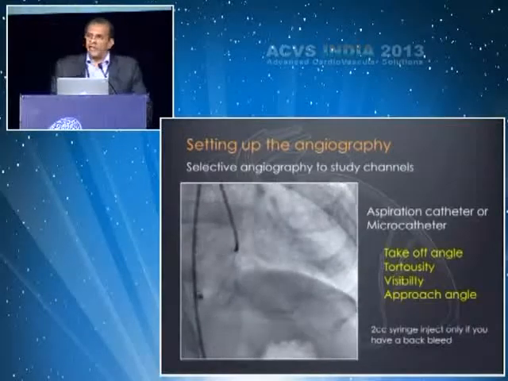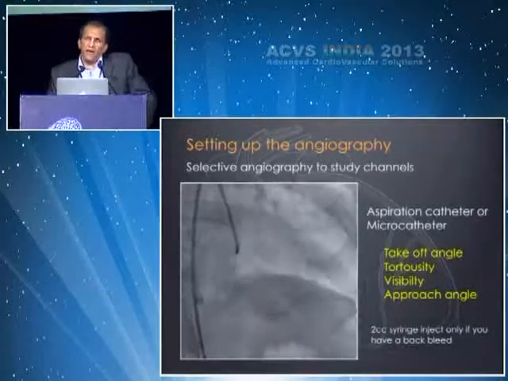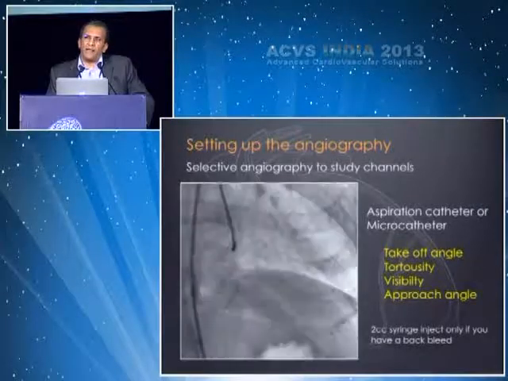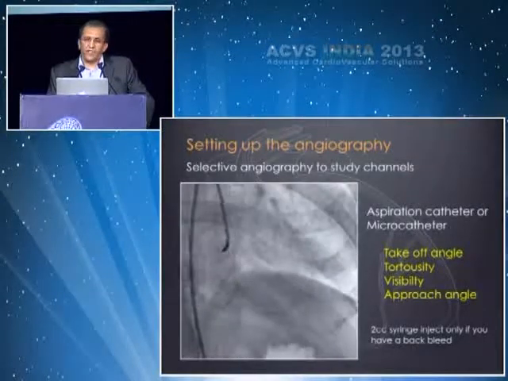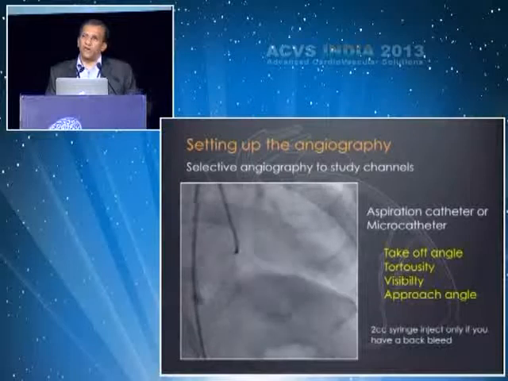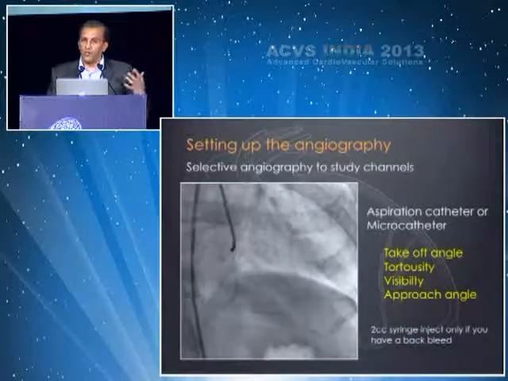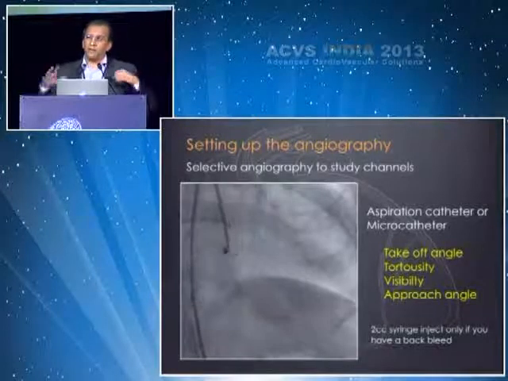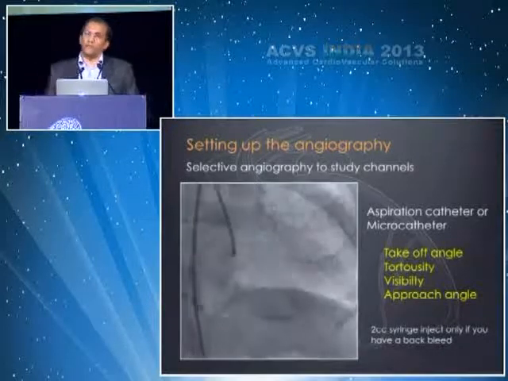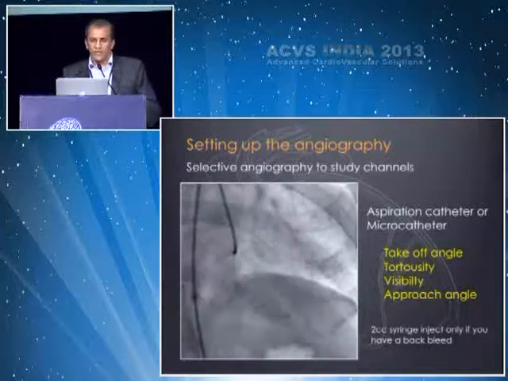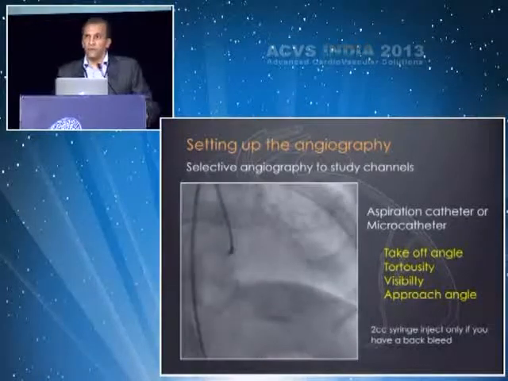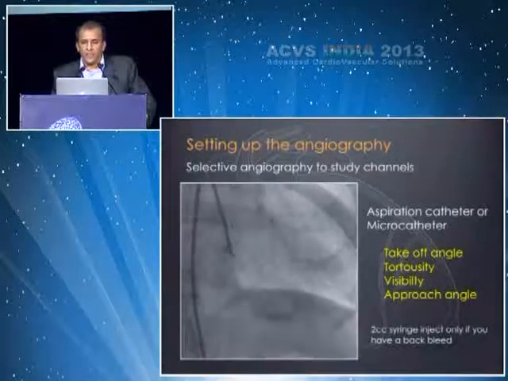Selecting the angiography to study channels: I've used aspiration catheters like the Diver or Thrombuster or an Export catheter in the distal donor artery and then make a selective injection just prior to the channels, so that I take away the clutter of arteries which are going to confuse me. And here is an example where we've used a microcatheter in this particular case.